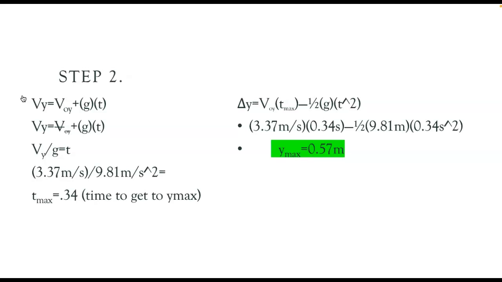The minimal launch speed the goats need to have to ensure a safe landing is 6.73 meters per second. The maximum height the goats reach is 0.57 meters. The time in the air is 0.69 seconds.